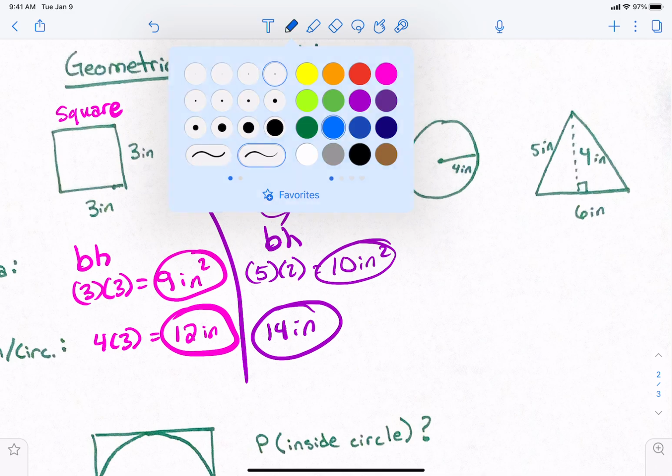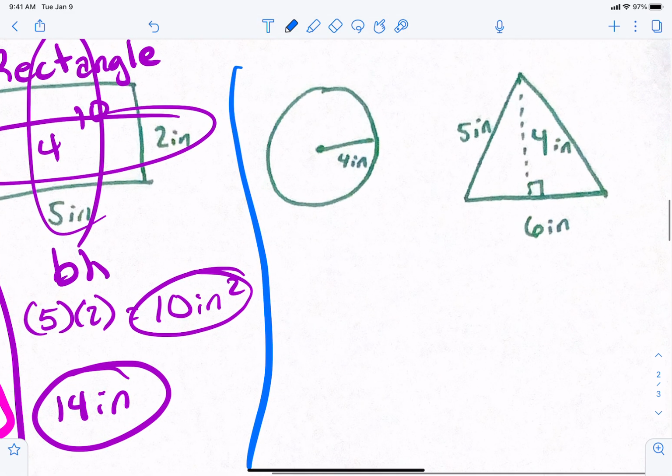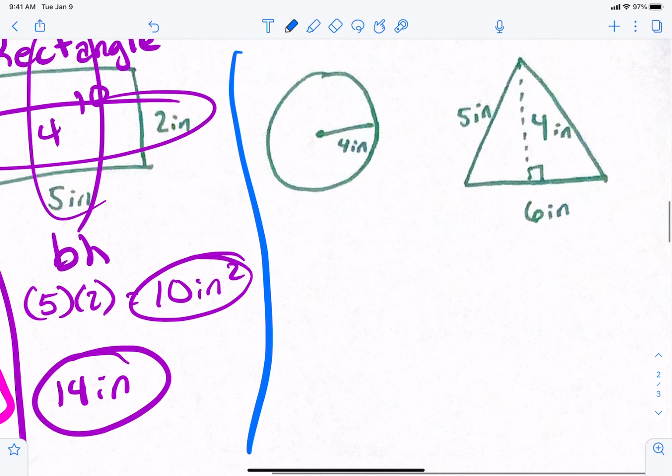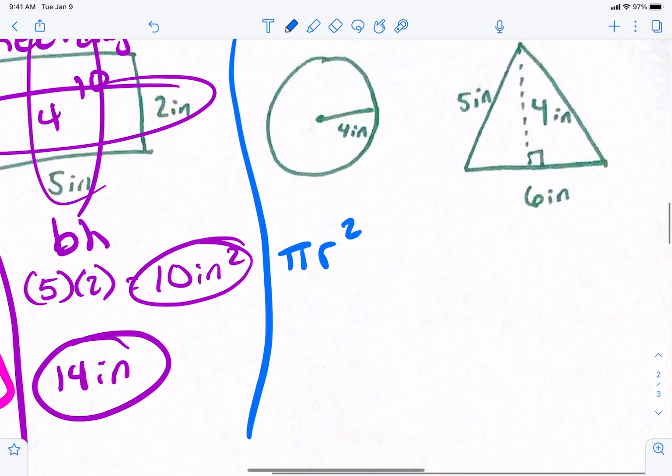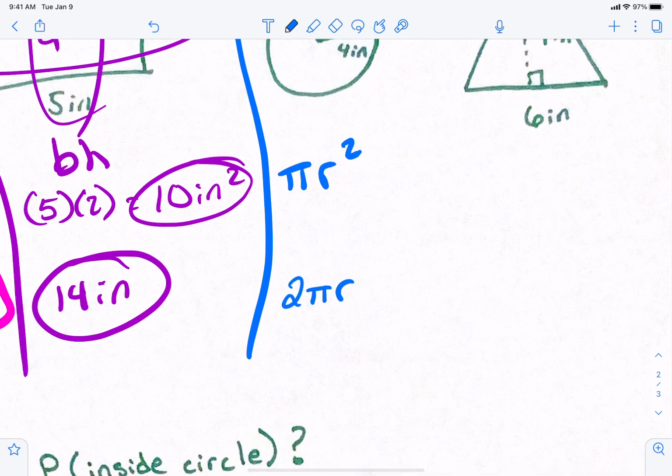All right, next one, circle. Area of a circle. You have to remember these. How do you find area of a circle? Pi r squared, and circumference of a circle is 2 pi r. How do you keep those straight? Area is always units squared, so the square goes with the square formula, right?